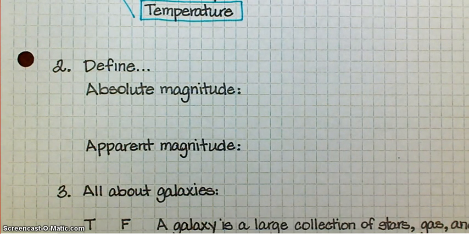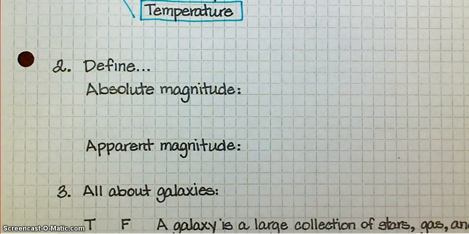Number 2 asks you to define absolute magnitude and apparent magnitude. Who's got absolute magnitude? Go ahead. How bright it actually is. Okay, so absolute magnitude tells you how bright a star actually is, or you can say how much light a star is actually giving off.